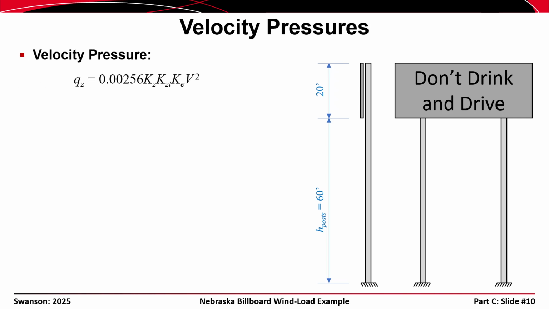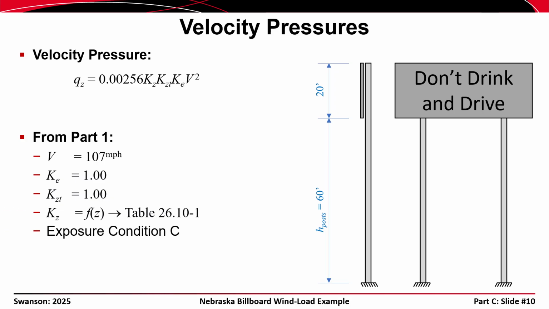Recall that the velocity pressure is calculated as 0.00256 times k sub z times k sub zt times k sub e times v squared. In part 1 of this example, we determined that v is equal to 107 miles per hour and that both k sub e and k sub zt are equal to 1.0. The velocity pressure coefficient k sub z is a function of z, the height above the ground level, and the exposure condition for the site, which was determined to be exposure condition C.